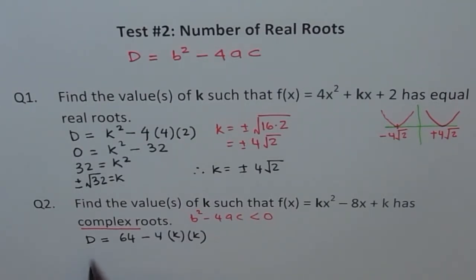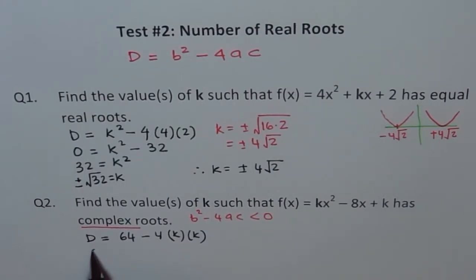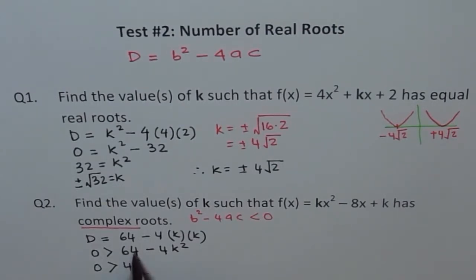Yes. So discriminant should be less than 0, or we will say that 0 is greater than this number, right? 64 minus 4k square. Is it okay? I can factor out 4 from here. I can write 0 is greater than, I can factor out 4, right? 4. And what do I get? 4 divided by 64, 4 times 1 is 4, and then 24, 4 times 6 is 24, minus k square. Is it okay?